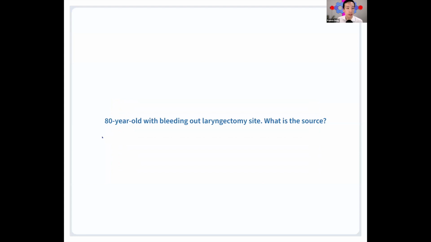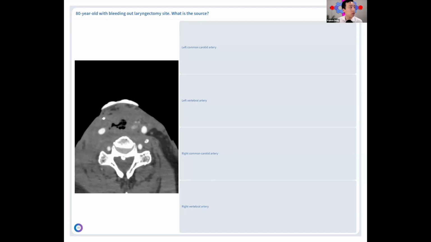The next case is an 80-year-old with bleeding out their laryngectomy site. What is the source?